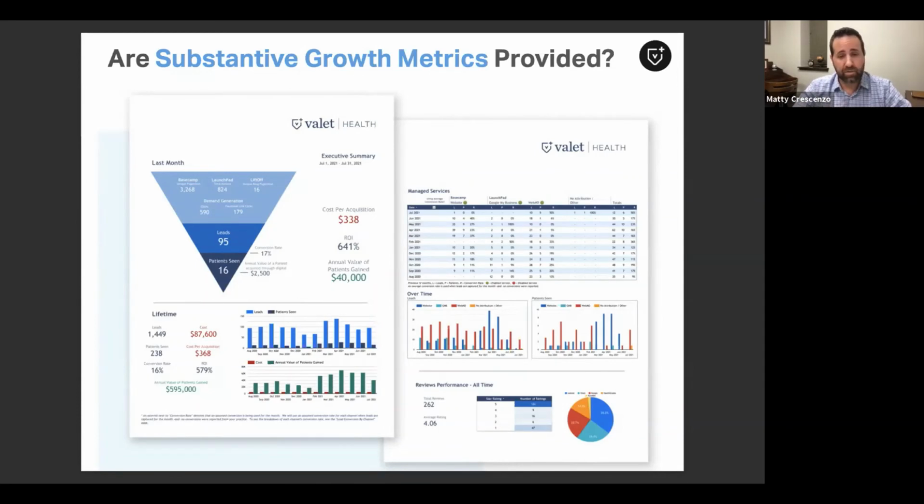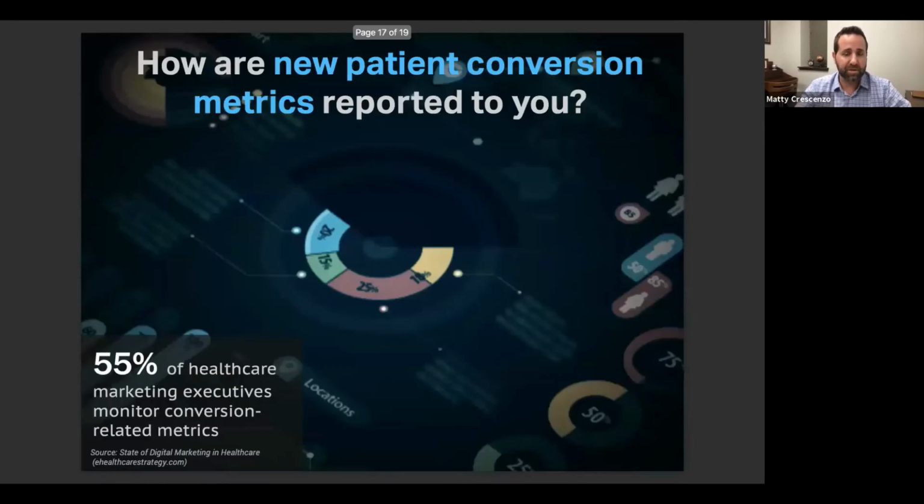So if you know where the more effective campaigns are running, you obviously invest more dollars into those types of campaigns and activities. So just be sure that whomever you work with, you're asking these types of questions on these substantive metrics to be able to ultimately improve and build visibility for your practice and bring in those types of patients. And then last couple of points here, an interesting study from the State of Digital Marketing in Healthcare, from early 2021: 55% of healthcare marketing executives monitor conversion related metrics. That seems like a really low number, right? Should be a higher number than that.